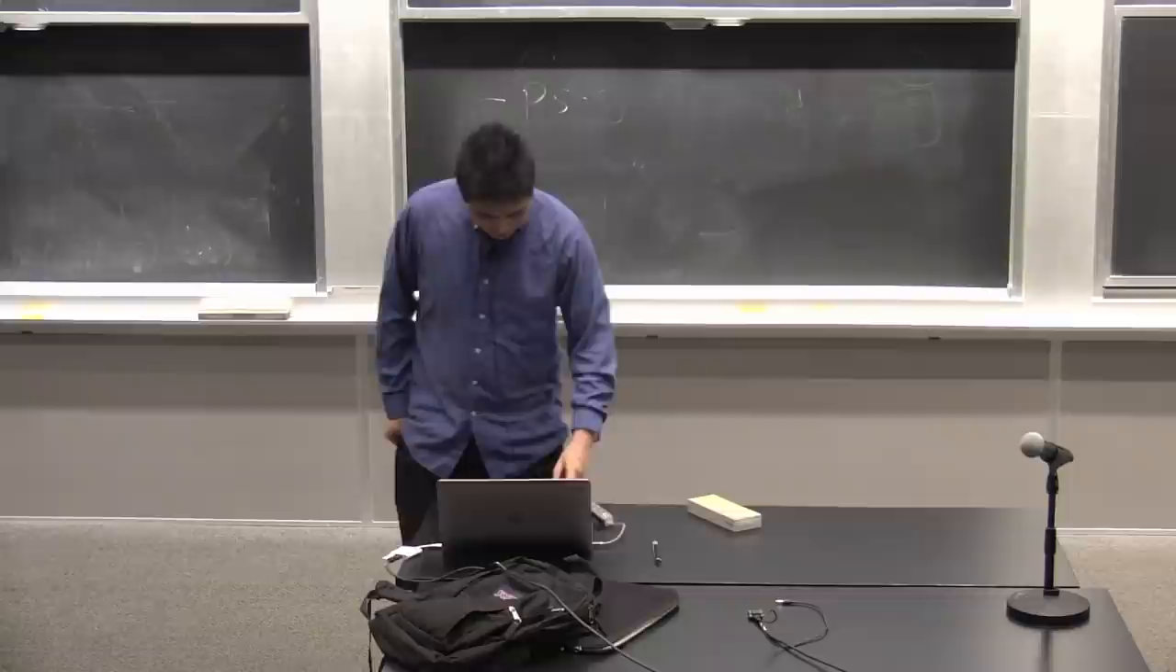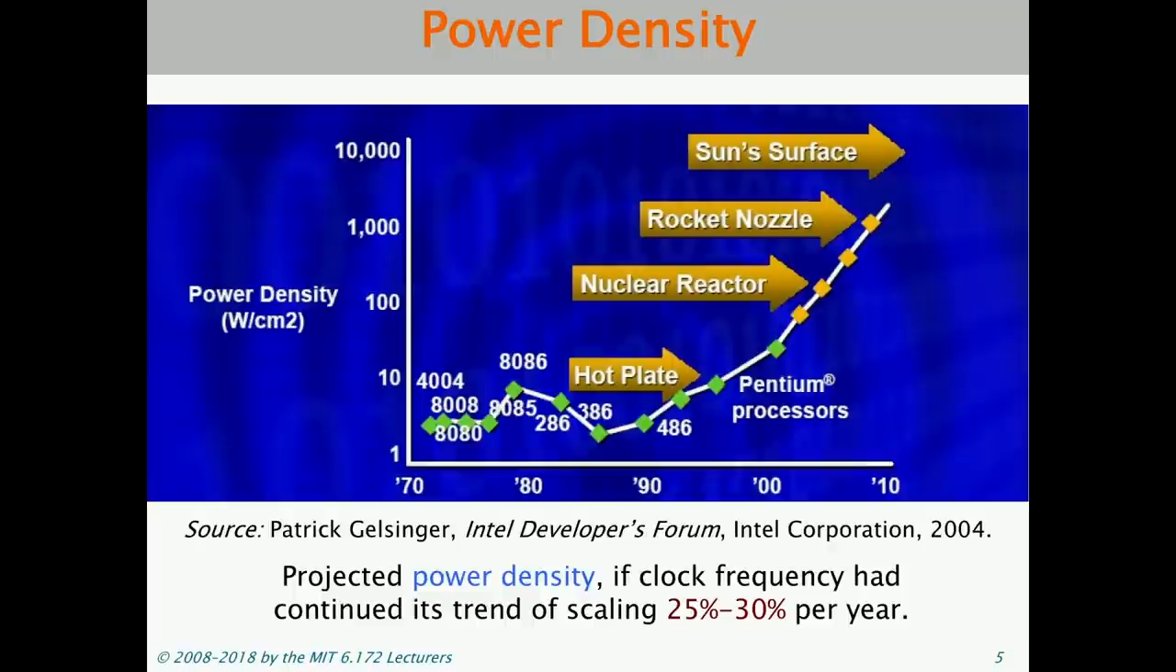So here's a plot from Intel back in 2004 when they first started producing multi-core processors. And this is plotting the power density versus time. And again, the y-axis is in log scale here. So the green data points are actual data points, and the orange ones are projected.